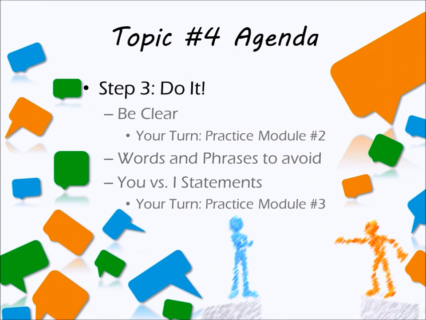So topic number 4, which is actually step 3 in our process, is doing it and actually engaging in the conversation. So we'll talk to you a bit about being clear, and you'll have an opportunity to do a practice of that and practice clarity in your phrasing. Word phrases to avoid. So things to avoid saying when engaging in the conversation, and then you versus I statements, and you'll have an opportunity to practice that as well.